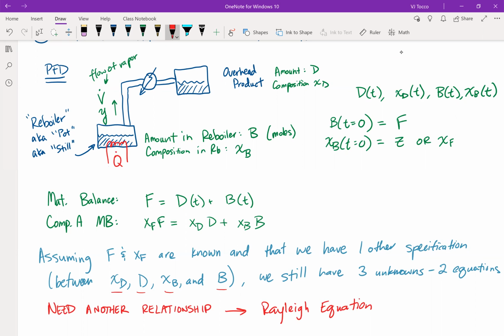So this was just the introduction, some terminology, the process flow diagram. Talk about the Rayleigh equation in the next video. See you there.